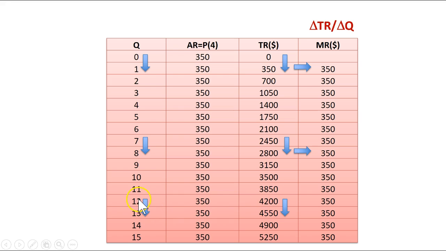Increasing output from the 12th to the 13th unit means that total revenue increases from $4,200 to $4,550, which is an increase of $350. Okay, so what's the interesting thing we notice here? That when the firm is a price taker, and so the price is unchanged, and therefore the average revenue is unchanged, the marginal revenue is equal to the average revenue or price.